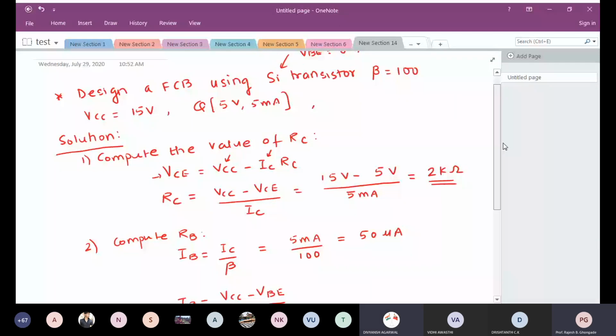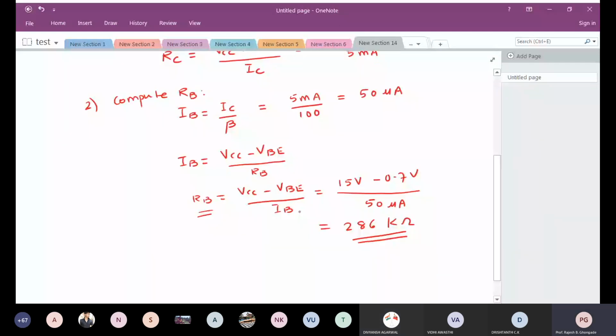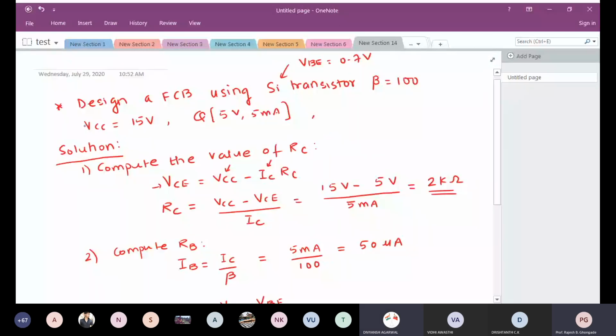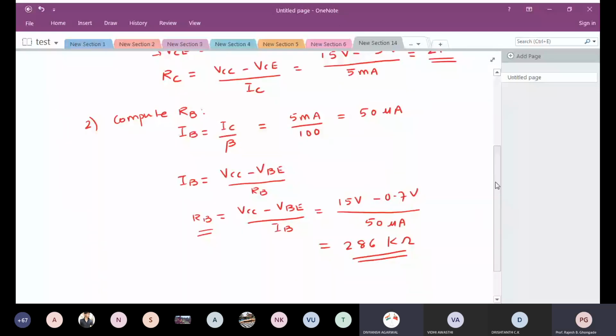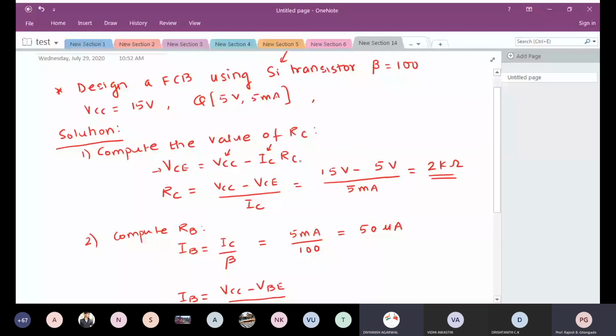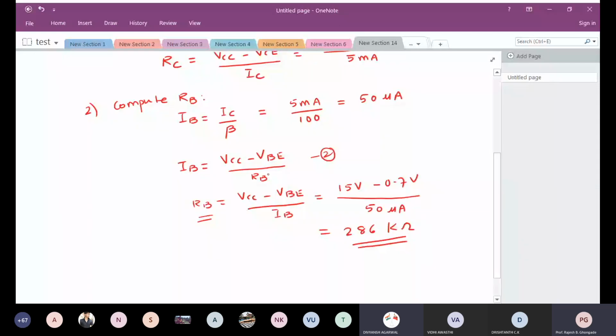So simple. Just 2 steps, and you have designed your first circuit for BJT. Easy, no? Just 2 equations that you have to remember. One is this equation, which is always going to be with you, and this equation. Both of them we have already used earlier.